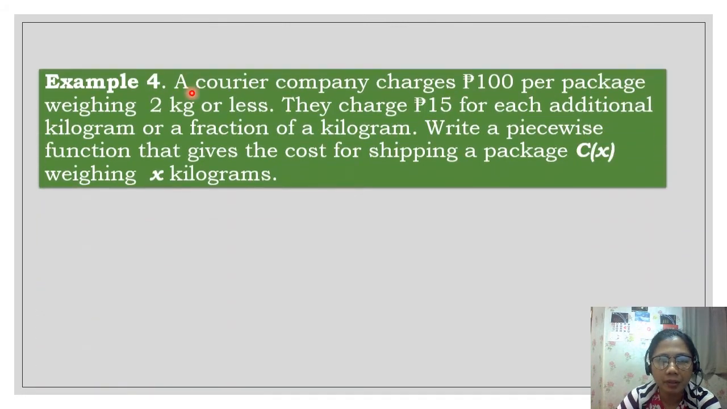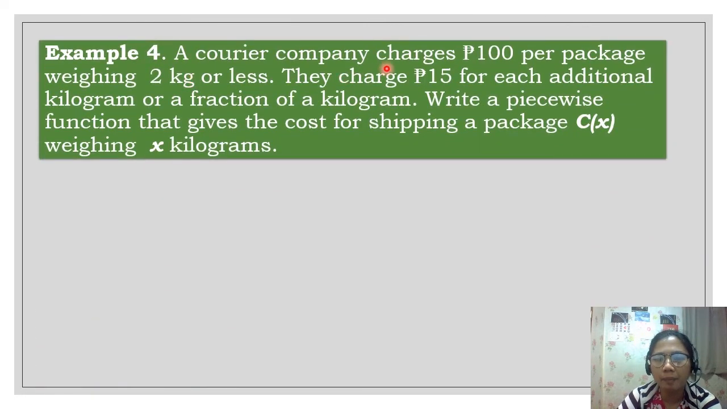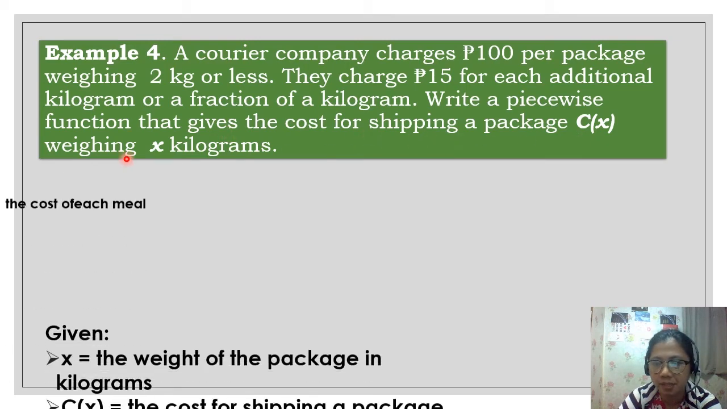Let's have the fourth example. A courier company charges 100 pesos per package weighing 2 kilograms or less. They charge 15 pesos for each additional kilogram or a fraction of a kilogram. Write a piecewise function that gives the cost for shipping a package, c of x, weighing x kilograms.